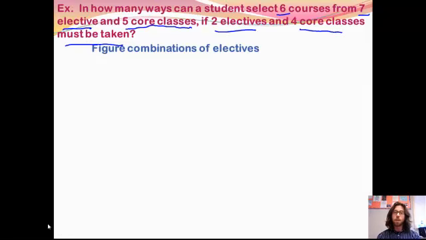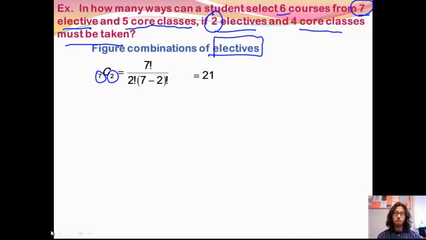So first we're going to want to figure out the number of combinations that we could take for the electives. So for the electives, there's a total number of 7 courses, and we are only going to be able to pick 2 of them. So that's where the 7 and the 2 come from. Okay, so if we want to figure out the number of combinations of electives we can take, then we're just going to plug them into the formula, and we find that we can take 21 total electives.